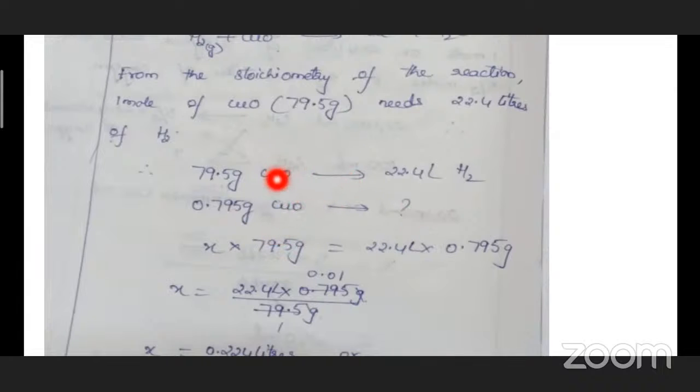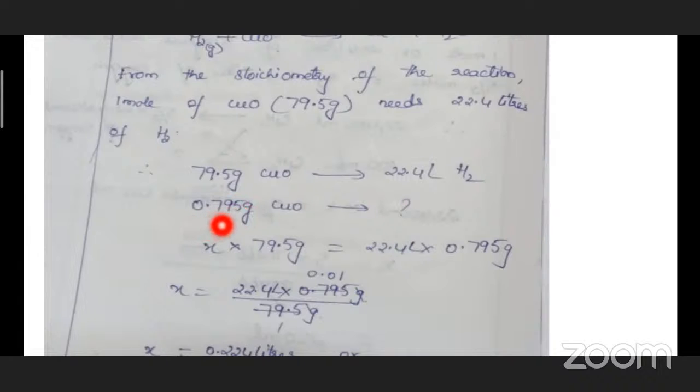While you are writing this, the problems are very simple if you understand the concept. Same quantities you should write below. Here I have written copper oxide, below also copper oxide. On this side I have written hydrogen, and this side we also write hydrogen. This is what is asked, the unknown quantity. Whichever quantity is not known, let us assume it as X. Once we write this correctly, simply go for cross multiplication.